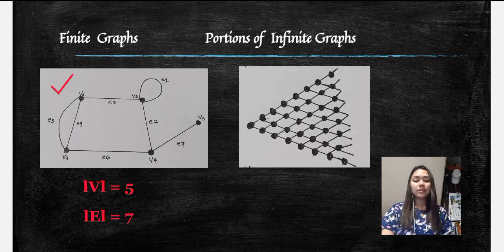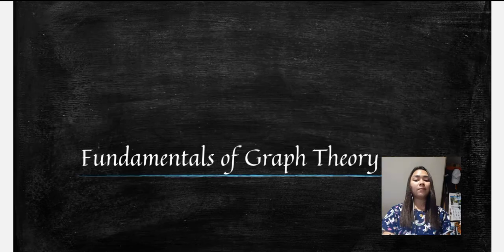Now, the second graph is an example of an infinite graph. We may see this graph continues for a long way. We cannot find the exact number of vertices and edges, so the number of vertices as well as the number of edges are not finite. That's why it is an example of an infinite graph.